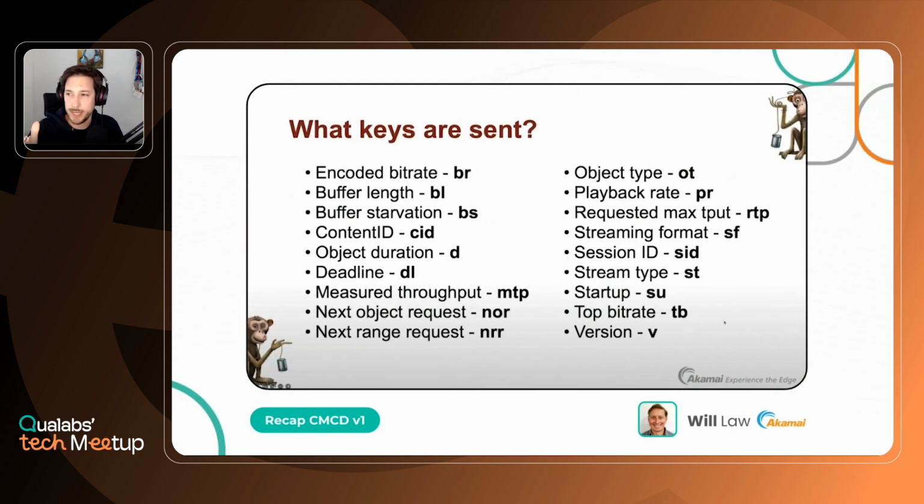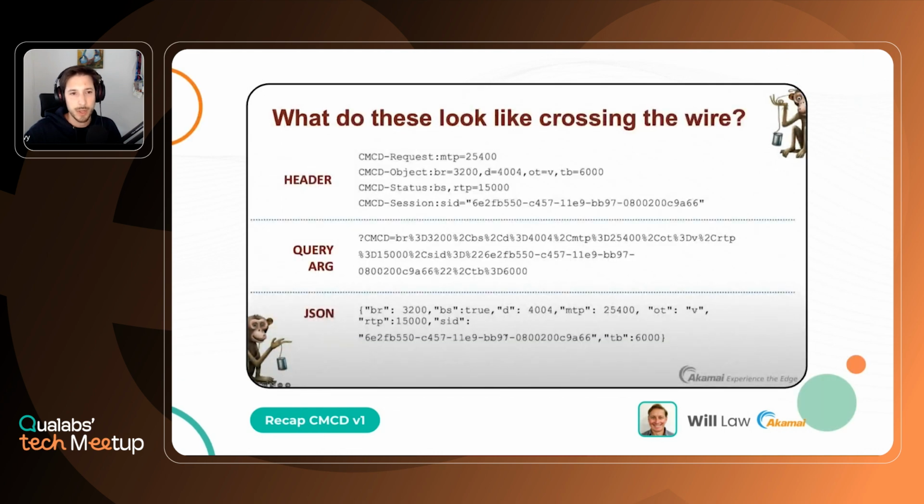What information is sent? This is just a list of some of the version 1 keys. For example, the player will send to the CDN the encoded bitrate that the user is watching right now, the content ID, the session ID, the top bitrate that the content has, and other types of values.